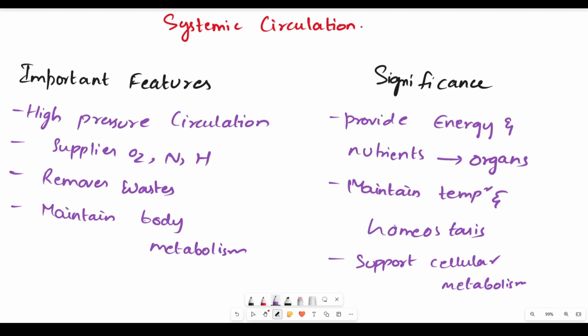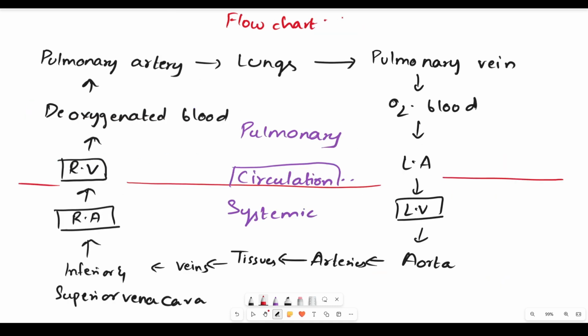This systemic circulation is a high pressure circulation, and it will supply oxygen, nutrients and hormones. It is also useful for removal of the metabolic waste, thereby it maintains the body metabolism. Coming to the significance, this systemic circulation provides energy and nutrients to the different organs, and it is useful for maintaining the temperature and homeostasis of the body, and it supports the cellular metabolism. Along with the points which I have mentioned earlier, you can also draw this flowchart.